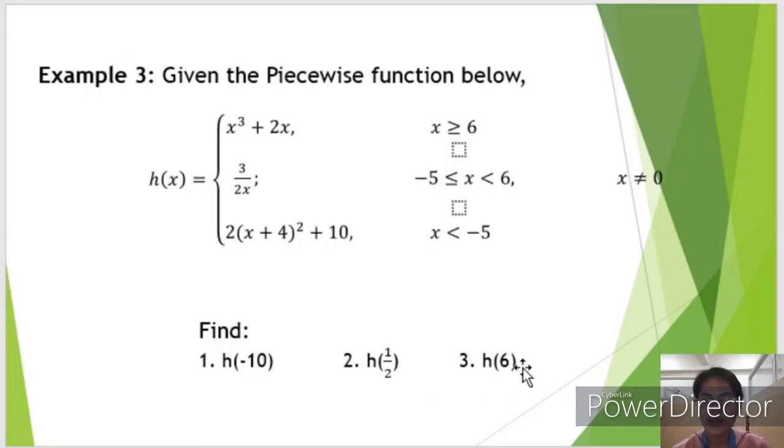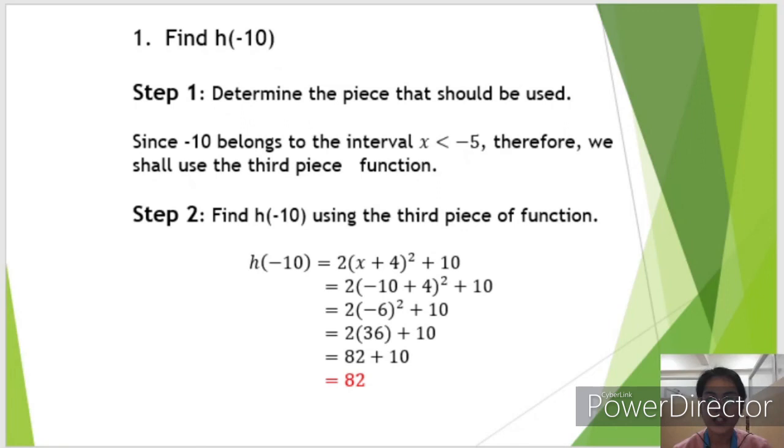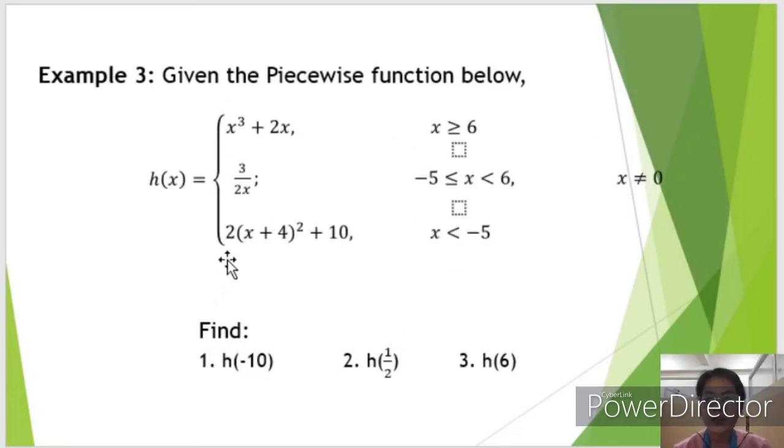So, dito, nakabase sa ating given value of x kung alin ang gagamitin nating function dito sa tatlo. Okay? So, for the number 1, find h of negative 10. So, determine the piece that should be used. So, yung negative 10 natin, it belongs sa kay x is less than negative 5. So, ang gagamitin nating function is the third function, which is 2 times x plus 4 squared plus 10. So, siya yung gagamitin natin.